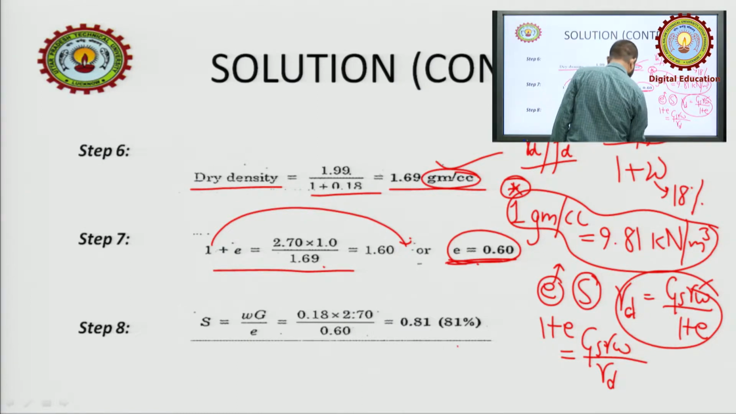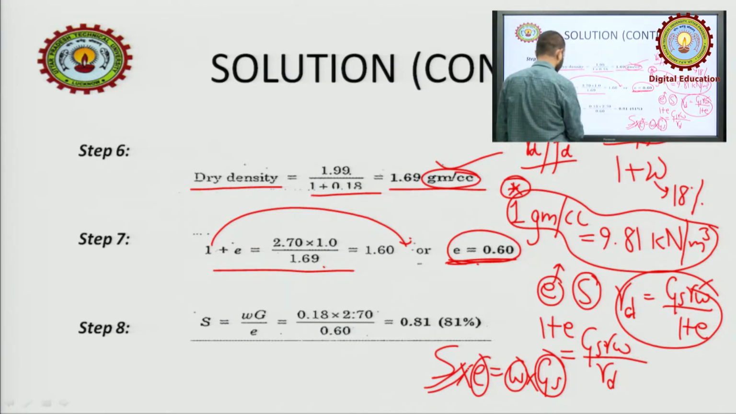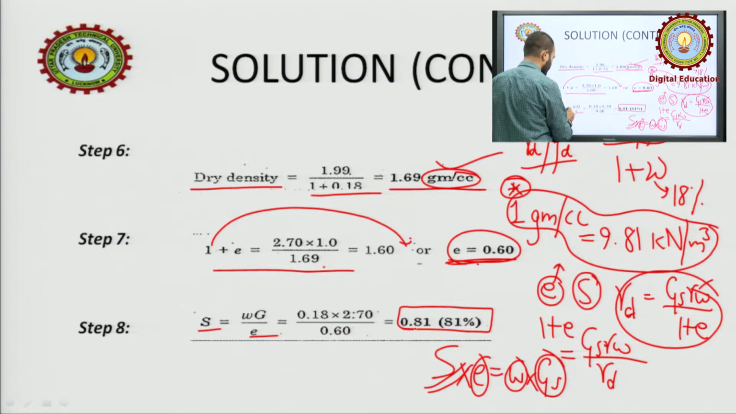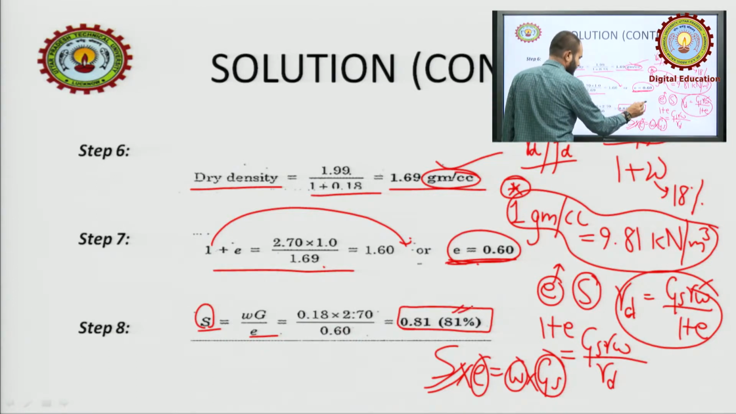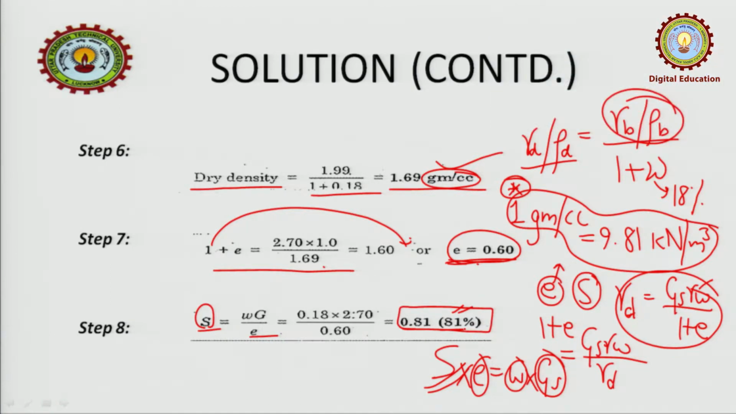Once we get e, you remember the formula, S into e is equal to w into Gs. Now we know this, we know this, we know this, so this can be easily calculated. The same formula is being used here. Remember, degree of saturation is generally reported in percentage, so it is 81%. So this was your first question.